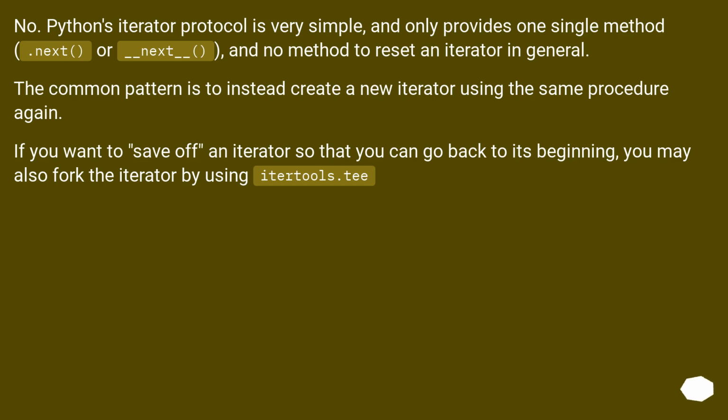No. Python's iterator protocol is very simple, and only provides one single method, .next or __next__, and no method to reset an iterator in general. The common pattern is to instead create a new iterator using the same procedure again. If you want to save off an iterator so that you can go back to its beginning, you may also fork the iterator by using itertools.tee.